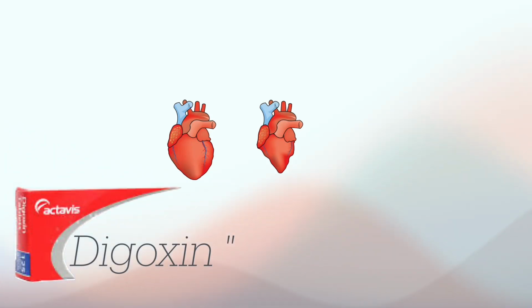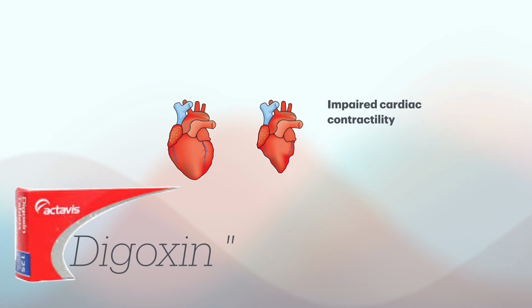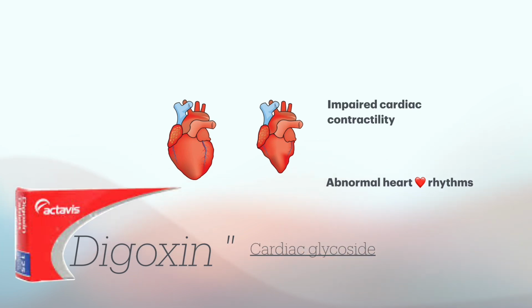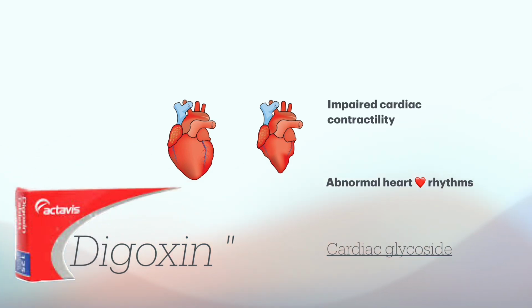Digoxin is a drug which is used in the treatment of certain heart conditions, particularly those involving impaired cardiac contractility and abnormal heart rhythms. It is included in the cardiac glycoside group because of its positive inotropic and negative chronotropic effects.